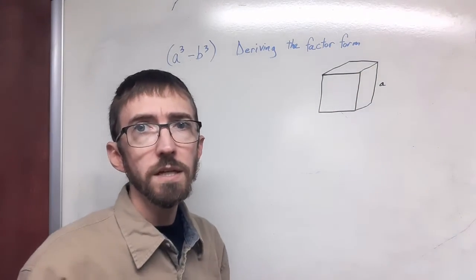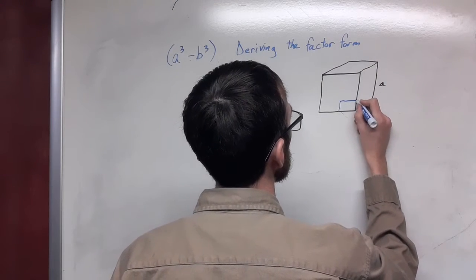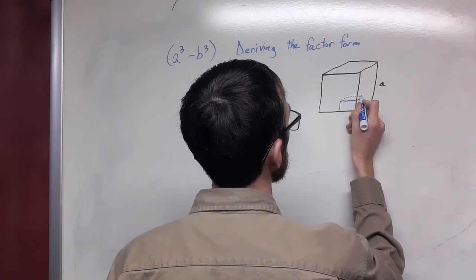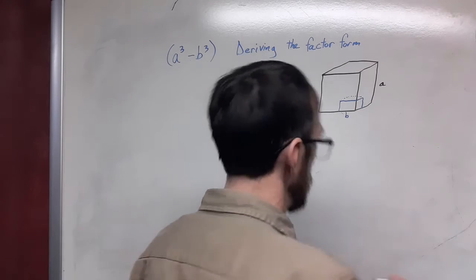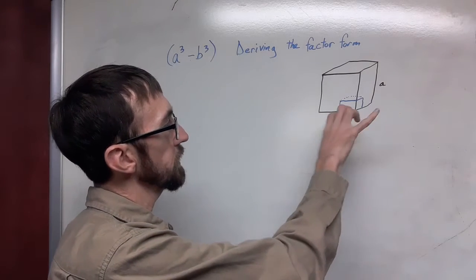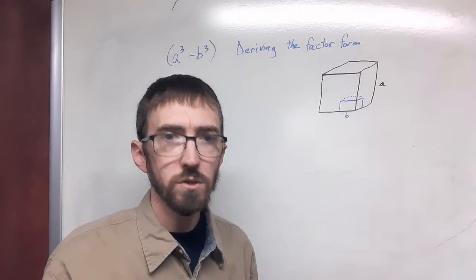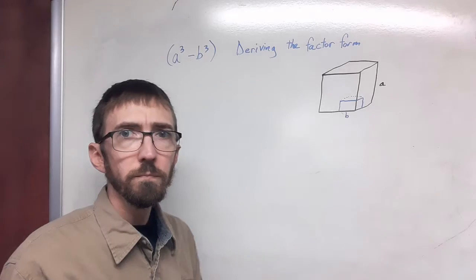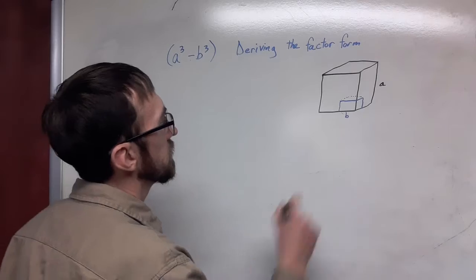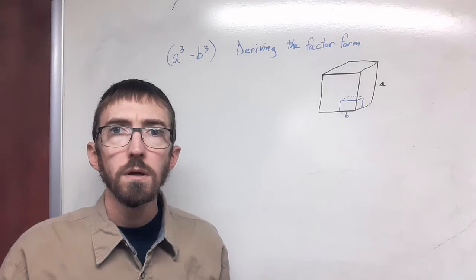And then we're going to subtract a cube from it, say this corner. And so this cube that we subtract from it is going to be length B. So it has a length of B, width of B, height of B. And we're going to subtract this from it. So we're going to look at the geometry behind this. We're going to essentially break this cube up into multiple prisms.